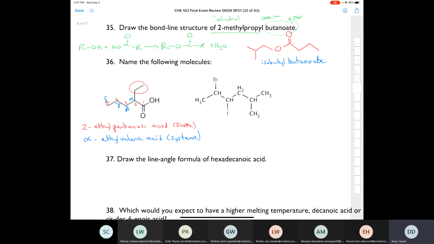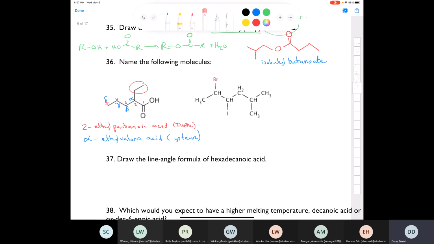Sorry, I'm losing it here. I'm like everybody else, just a little tired. So this would be the common name. IUPAC is the same as the systematic name.